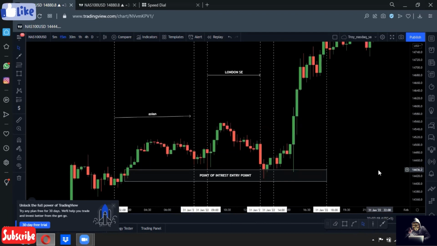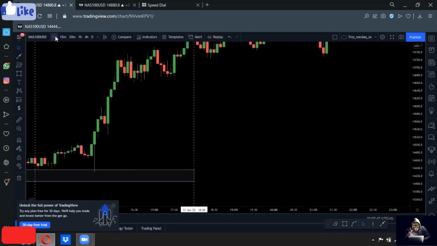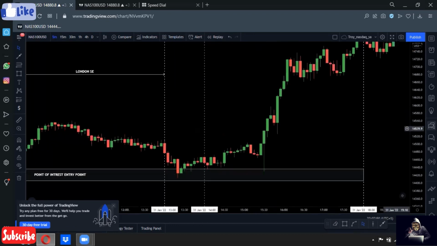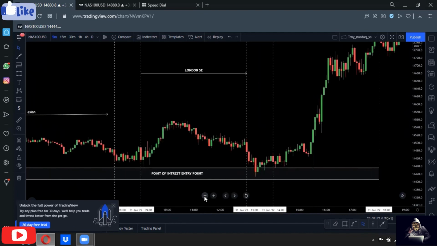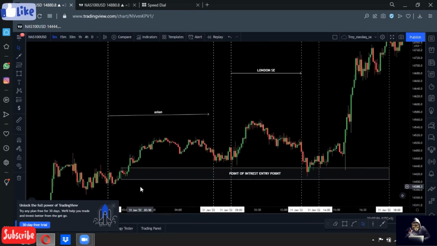Then once I've got my POI from 15 minutes or 30 minutes, if I got it from 30, I know I'm definitely going to get it on 15 minutes. Sometimes you don't, but usually you find the same point of interest on the same time frame, but with a different structure. So if I go to a 5 minutes time frame, I still see the same thing. Let me just zoom out. I still see the same thing.